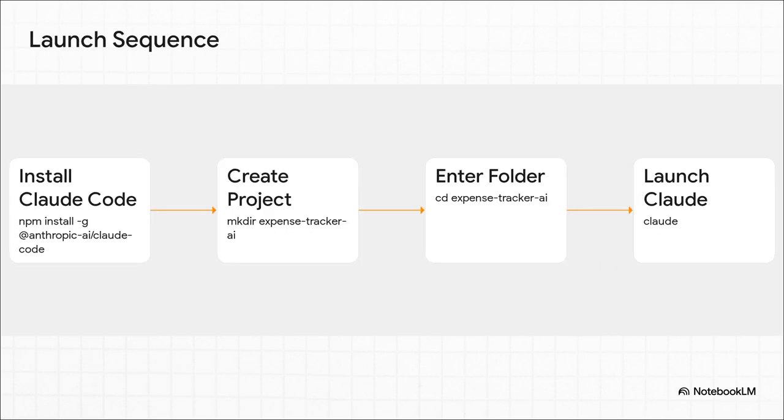All right, now for the fun part. This is our launch sequence. Just 4 little commands. First, we install the Claude coding tool. Then, we make a new folder for our project. We jump inside that folder and we start the tool. That's it. Feel free to pause the explainer right here, type these into your terminal, and let's get building together.